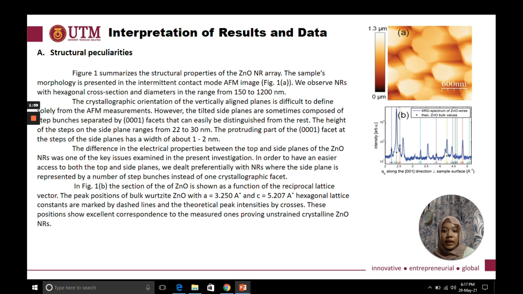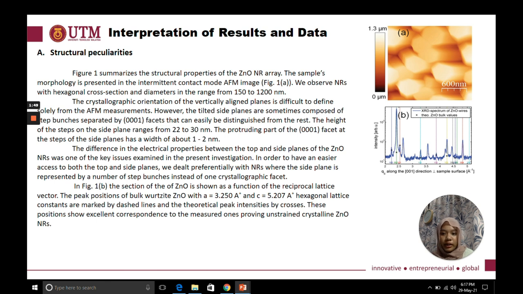However, the tilted side planes are sometimes composed of step bunches separated by facets that can easily be distinguished from the rest. The height of the steps on the side plane ranges from 22 to 30 nanometers. The protruding part of the facet at the steps of the side planes has a width of about 1 to 2 nanometers. The difference in the electrical properties between the top and the side planes of the zinc oxide nanorods was one of the key issues examined in the present investigation.